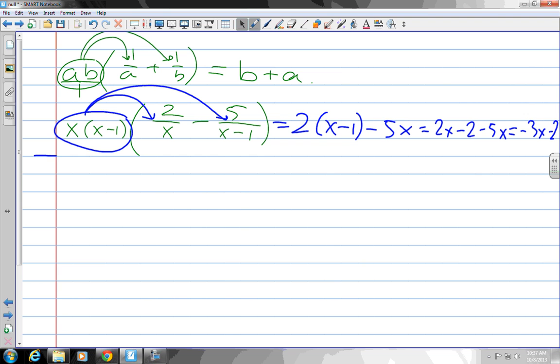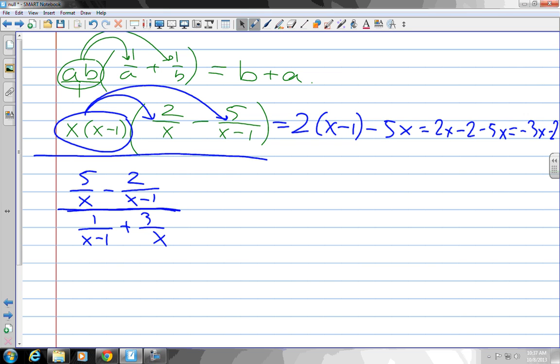Because again, we're going to apply it to the so-called complex fractions. If I had something like this, let's say 5 over x, well, okay, it's slightly different, minus 2 over x minus 1 over, I don't know, 1 over x minus 1 plus 3 over x, something like that. Okay? So that's what's given to us. This is a so-called complex fraction. So we have fractions inside the fractions.